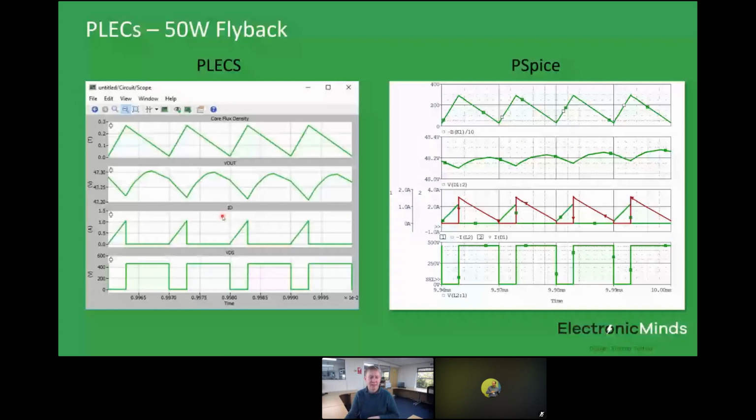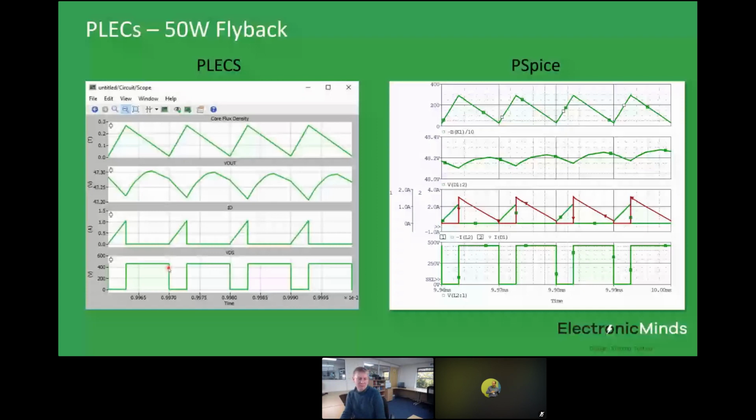So you can see here, they're very, very similar, as you would hope. In both cases here, the flux density is starting from almost zero, not quite, and reaching close to 290 millitesla. It's slightly lower in this case here. The output ripple is about the same. The peak primary current is about the same. And you can see here, the switching voltages are roughly the same as well. The two tools compare pretty well.